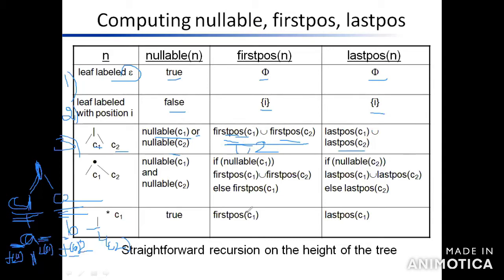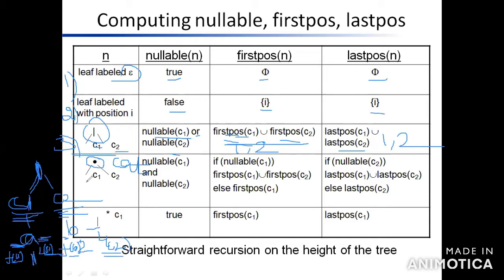Then for the last position, you also merge. The last position of C1 is 1, the last position of C2 is 2, so here 1 and 2. Okay, this is for the OR node. The next one is the cat node. The dot represents the cat node.